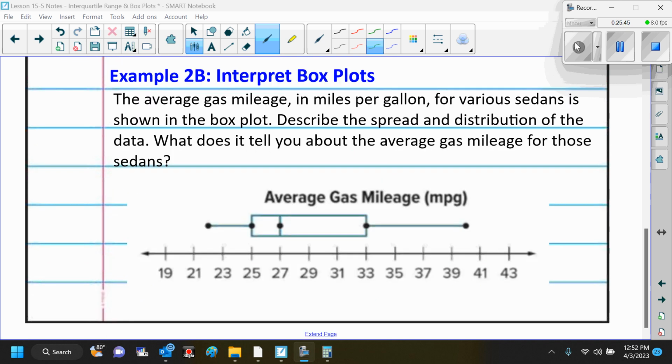So for example 2B, I want you to do the same thing as we did for example 2A. It says the average gas mileage in miles per gallon for various sedans is shown in the box plot. Describe the spread and distribution of the data. What does it tell you about the average gas mileage for those sedans?